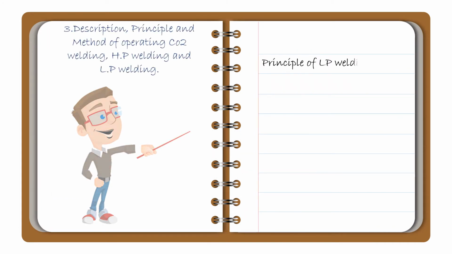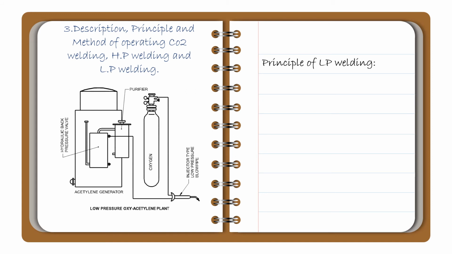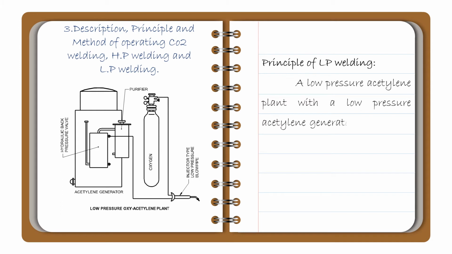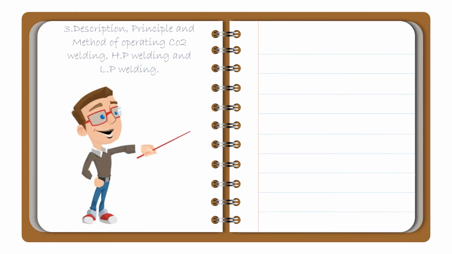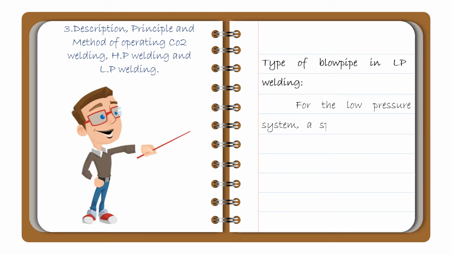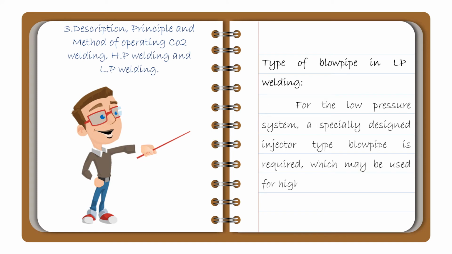Let's see the principle of LP welding. A low-pressure acetylene plant with a low-pressure acetylene generator and a high-pressure oxygen cylinder is called a low-pressure system. Now see the type of blowpipe in LP welding. For the low-pressure system, a specially designed injector-type blowpipe is required, which may be used for the high-pressure system also.